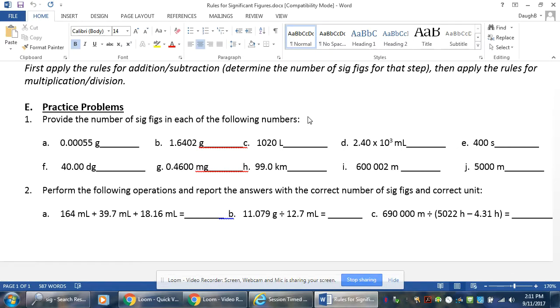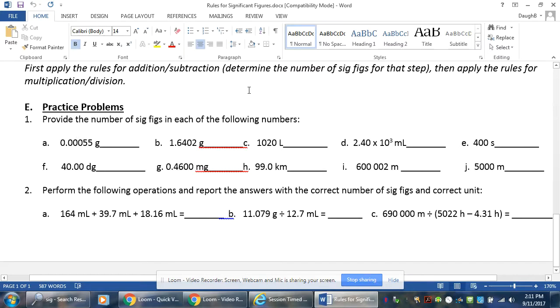1A is 0.00055. There are two significant figures in that. The reason being, all of these zeros to the left are just placeholders. Okay, placeholders. That falls under rule number 3.